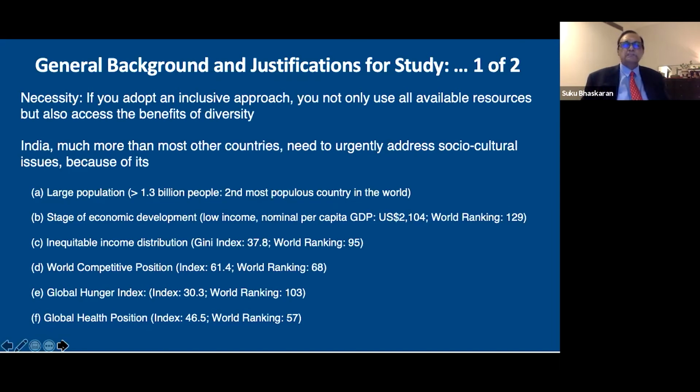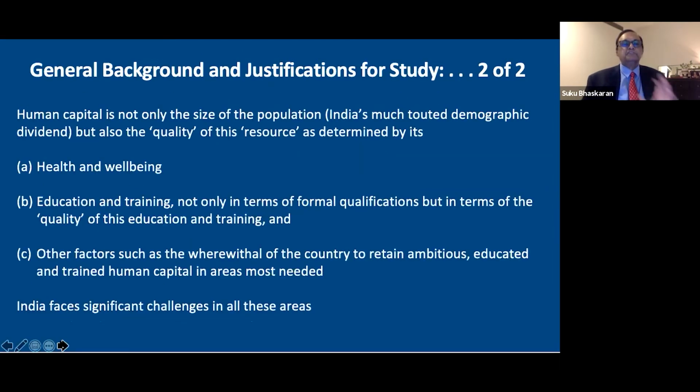Our world competition position is only 68. Our hunger index, we rank 103. I was shocked about this. And our global health position, we are ranked 57. So we've got humongous problems and we've got to address this. And added to this is the fact that our aspirations are high and we've got to quickly address this. And therefore, this idea of creating greater gender equity in the workplace is very, very important because of the unique position our country is in.